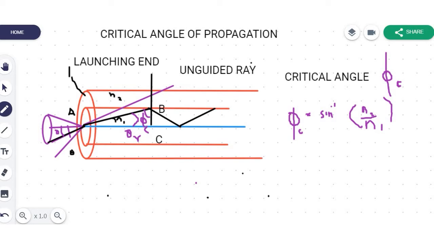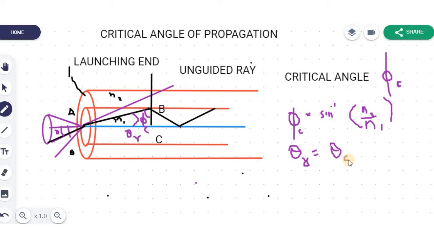Such a ray, which satisfies the condition of critical angle and above, is called the critical ray. The critical ray normally makes an angle theta c. When this is a critical ray, the angle of refraction theta r, which was the refracted ray, will be equal to theta c. So when the critical ray makes an angle theta c with the axis of the fiber, it propagates through the fiber.